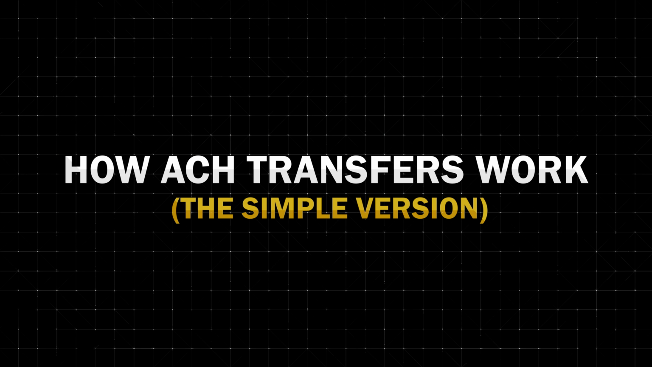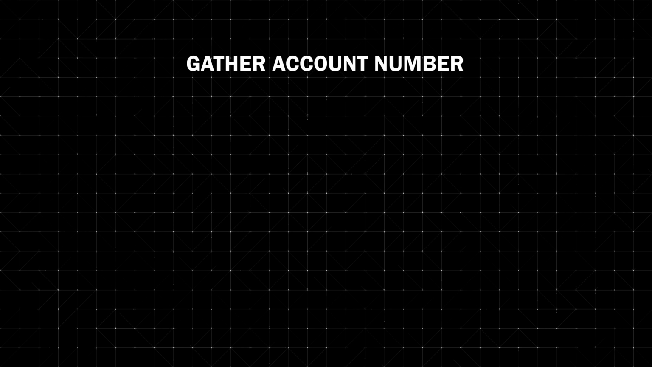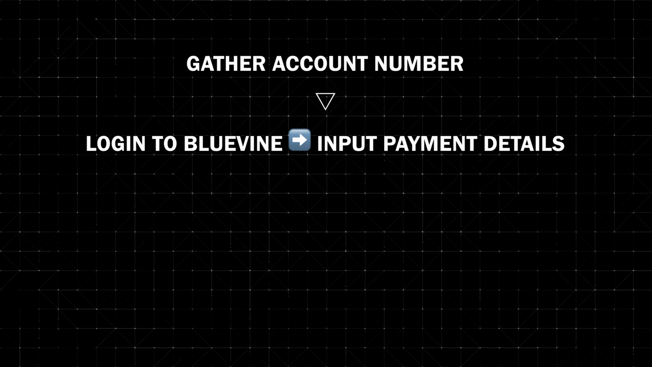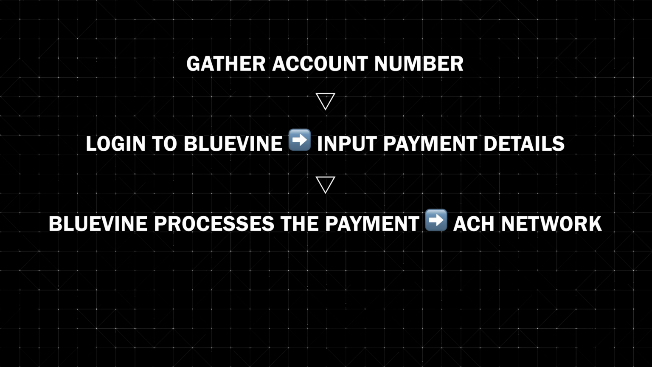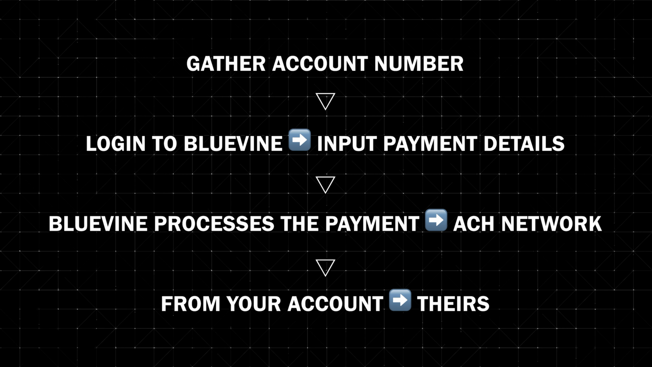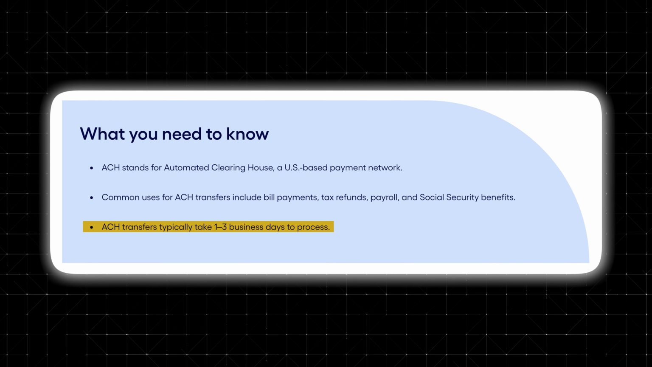How ACH transfers work. The simple version. You gather your contractor or vendor's routing and account number. You log into your Bluevine account and input their payment details. Bluevine processes the payment through the ACH network. The funds are withdrawn from your business checking account and deposited into theirs. Behind the scenes, there's a lot of bank-to-bank communication going on, but you don't have to worry about all that. All you need to know is it usually takes 1 to 3 business days to go through. ACH credit transfers, where you're pushing money out to someone else, are what you'll be doing when paying your contractors.